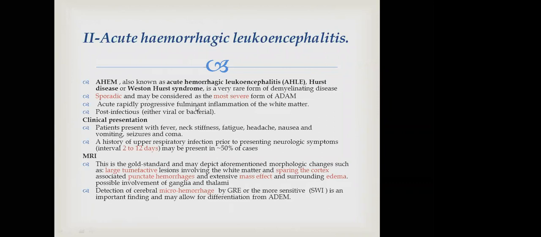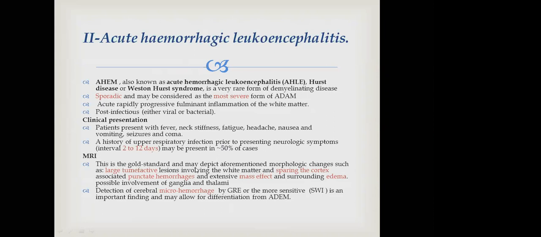Acute rapid progressive hemorrhagic inflammation of the white matter, post-infection, usually viral or bacterial. Clinically, the patient presents with fever, neck stiffness, fatigue, headache, and nausea, even coma. History of an upper respiratory infection precedes the neurological symptoms at an interval of 2 to 12 days and may be present in 50% of the cases.